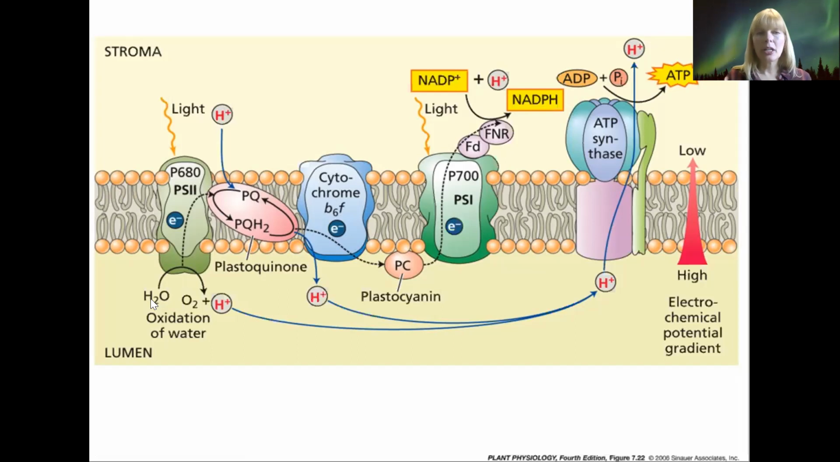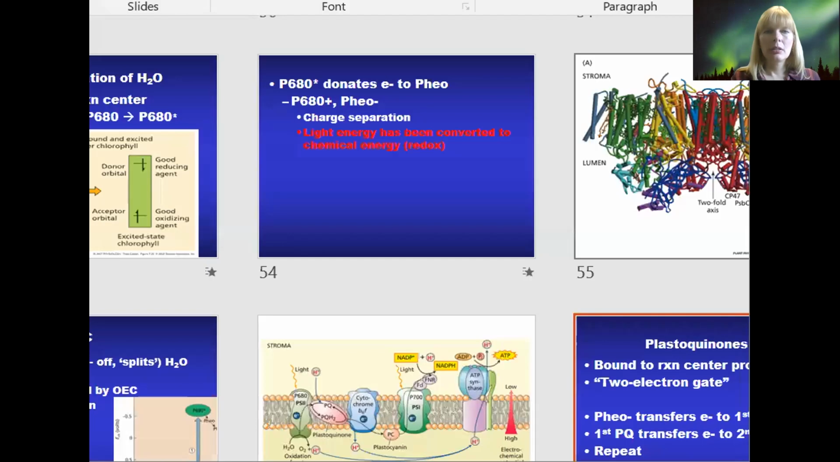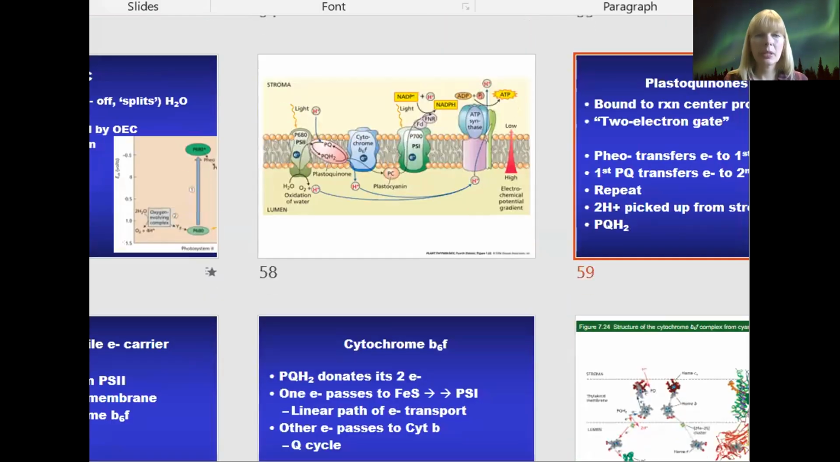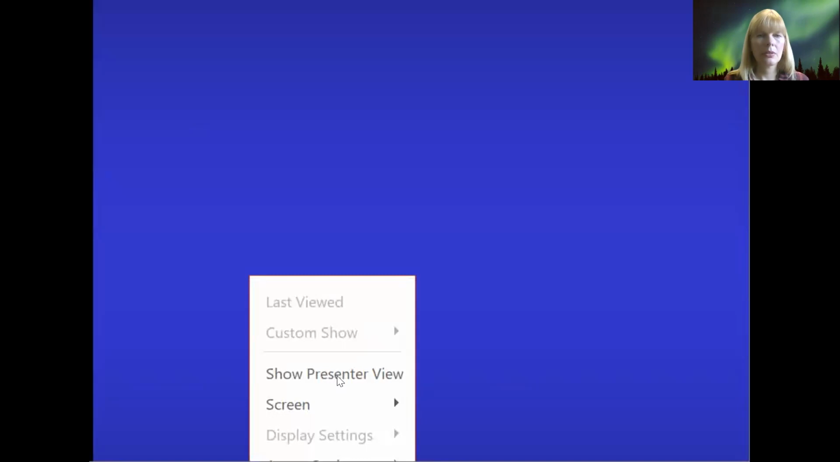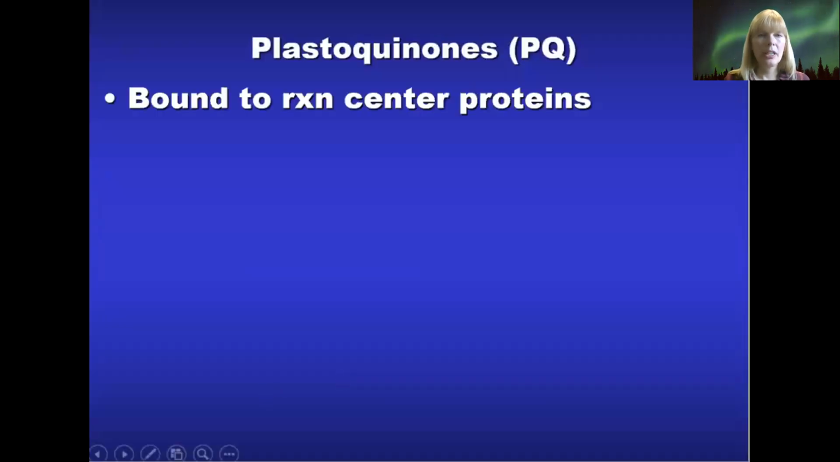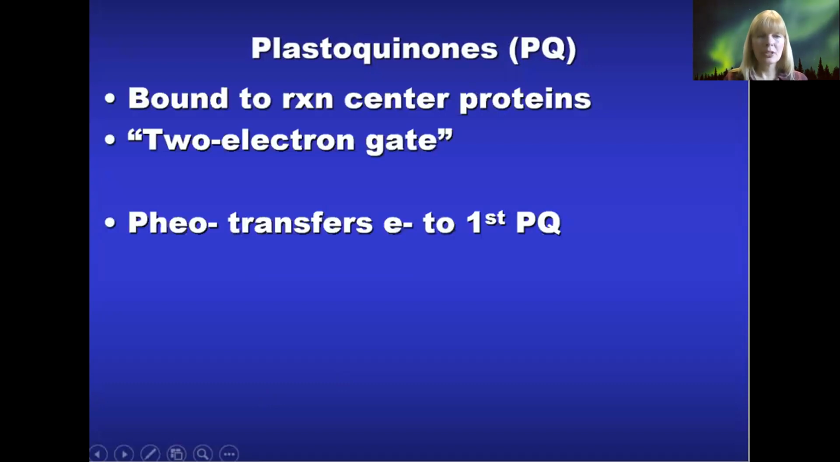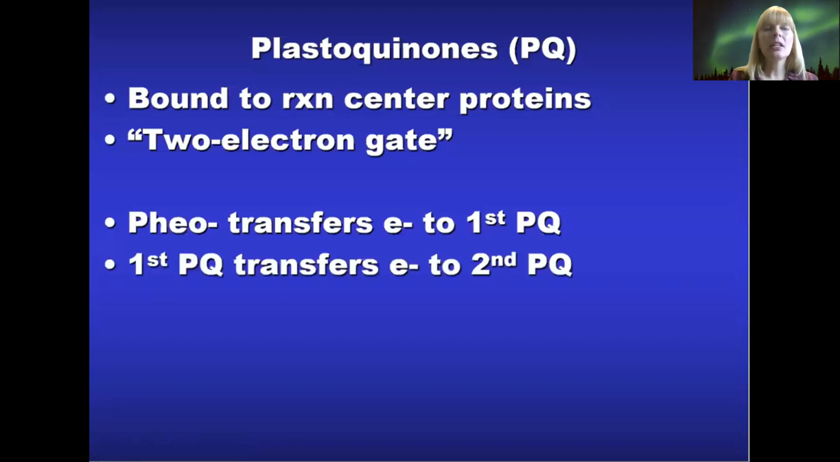When you look at the electron flow process, we said that pheophytin moves off of photosystem 2, starts interacting, well, actually it doesn't move very far, because plastoquinone is usually right there, and pheophytin will transfer the electron to the first plastoquinone, and then that one quickly turns and says, I'm going to give it to the second plastoquinone.